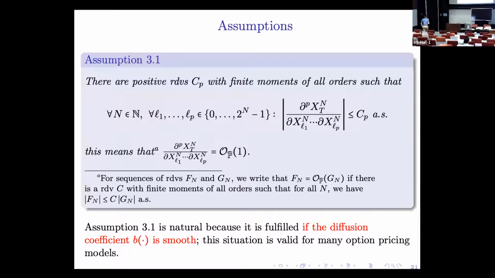All right. Before stating the theorem, we needed to have two assumptions. The first assumption is related to the boundedness of the derivative. Here we assume that for any p, there exist positive random variables such that the p-th derivative of the Euler discretization with respect to the different Euler increments. Let me go back so you can connect.